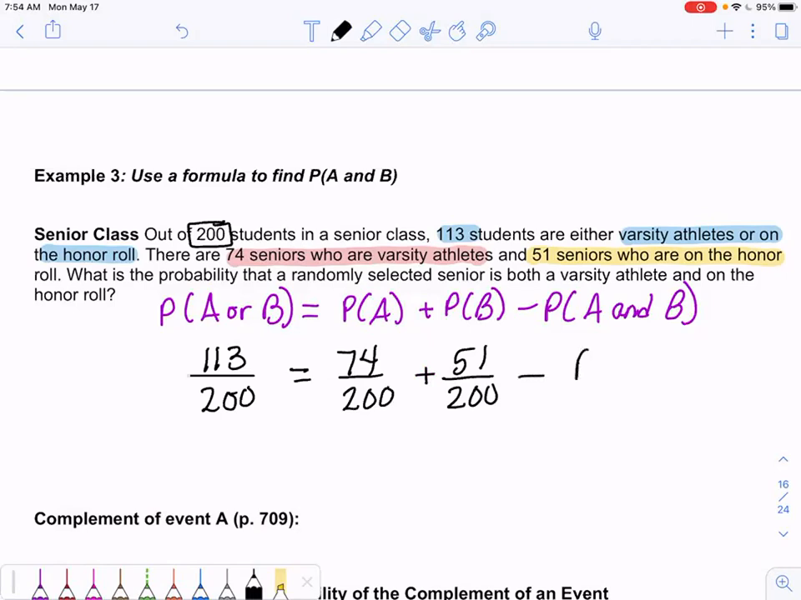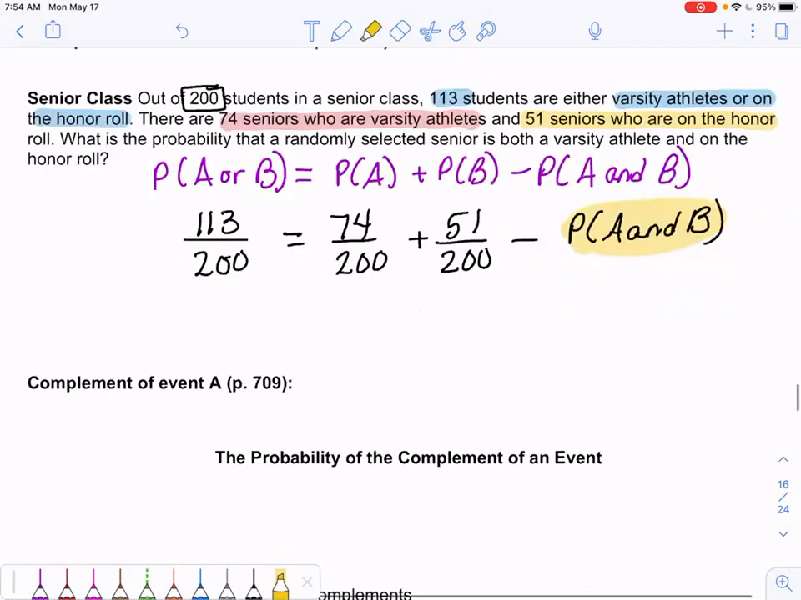So now we're going to subtract the probability of A and B, and that's going to become our variable in this equation. So we have the number of students that are either varsity athletes or on the honor roll. And then individually, we have the varsity athletes. Individually, we have the honor roll students. But how many are both? How many partake in both of that information? Now, you have a common denominator. So we just need to solve this. You're solving for A and B. That's our variable.